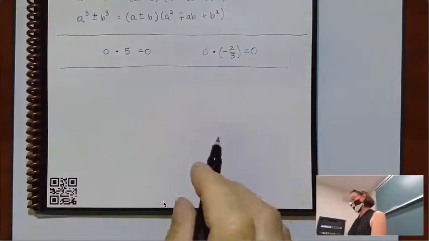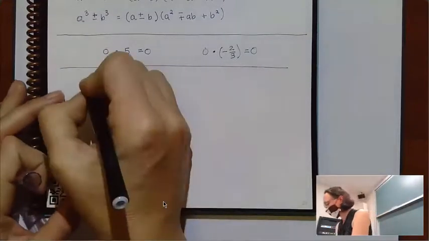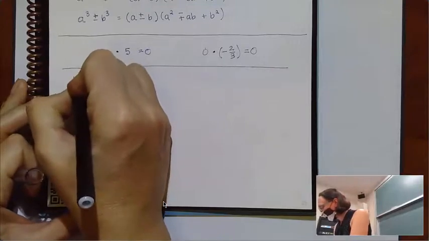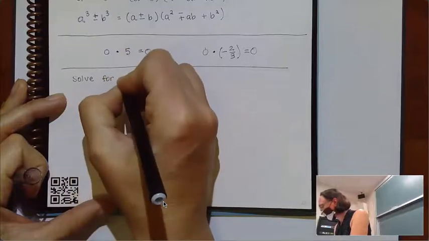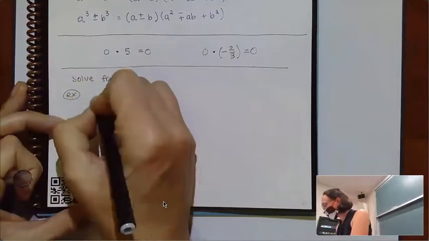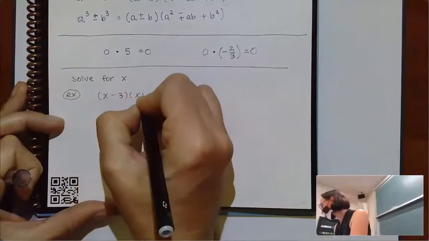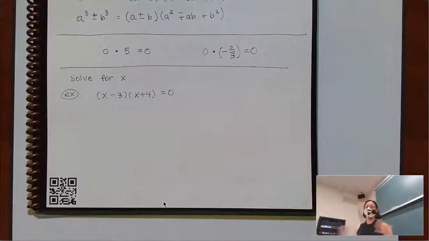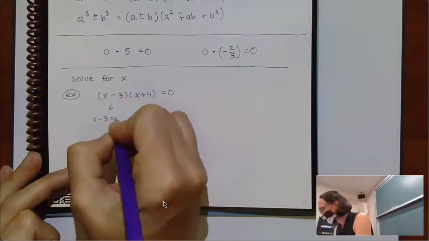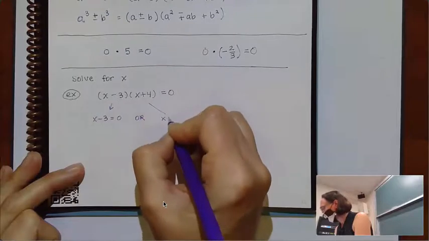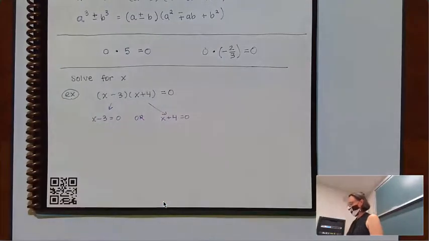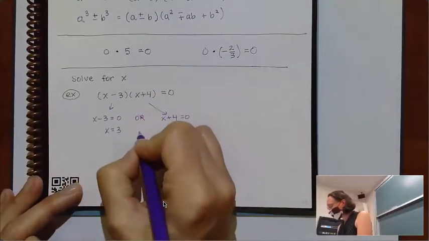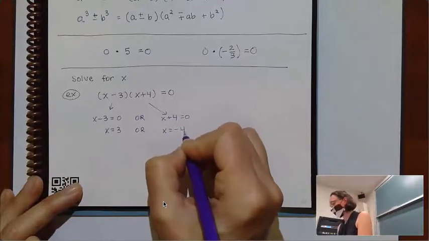That is not going to make sense in anybody's notes later, so I hope you didn't write that. My instructions here are just going to be to solve for x. If I told you that I had x minus 3 times x plus 4, and that whole thing was equal to 0, I have two things multiplied together and the result is 0, which means one of those two things had to be equal to 0. So this tells me that either x minus 3 is equal to 0 or x plus 4 is equal to 0. I'm going to get two answers. X could be 3 or x could be -4.